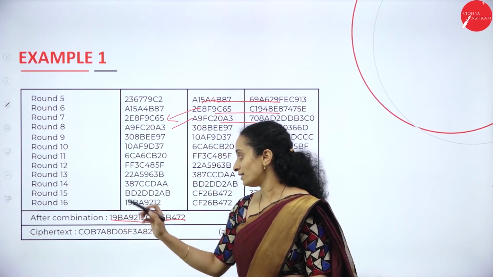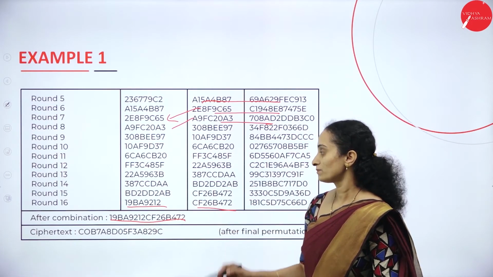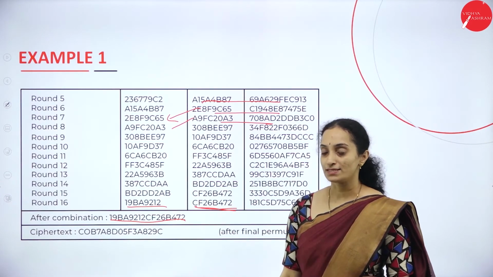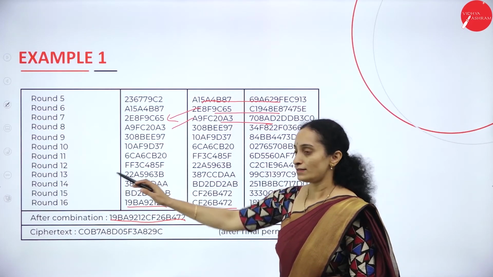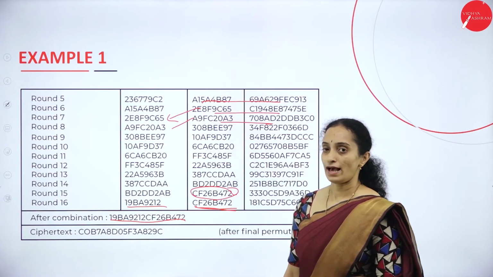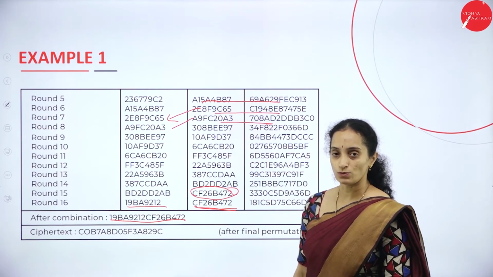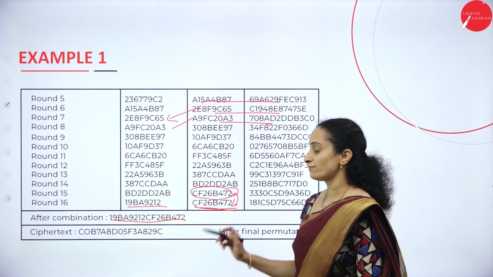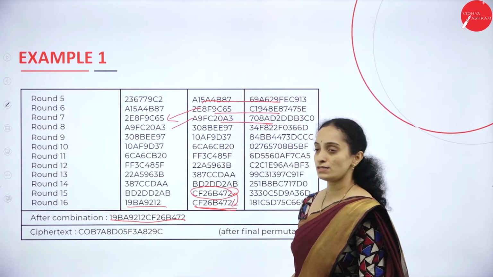After combination, in the last round, we use the mixer only, not the swapper. That's why round 15 has the result CF26B472. Since we don't use the swapper here, the same result will be carried for round 16. Okay, it is not swapped.